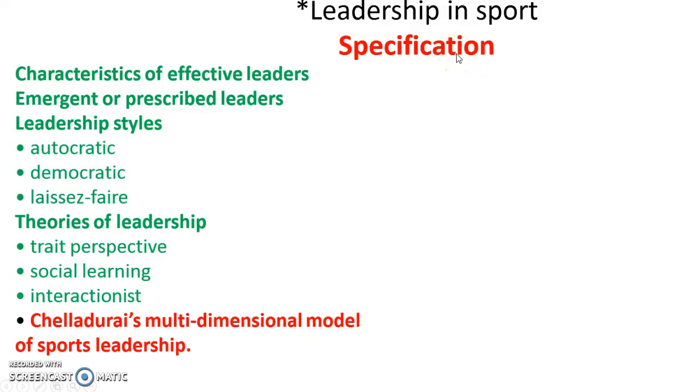Hello and welcome to part two of the Leadership and Sport Sports Psychology screencast. If you have a look at the stuff in green here, you can see that in the last screencast we looked at the following key areas: characteristics of effective leaders, emergent or prescribed leaders, and leadership styles. And then we looked at where the leadership characteristics come from in terms of the theories.